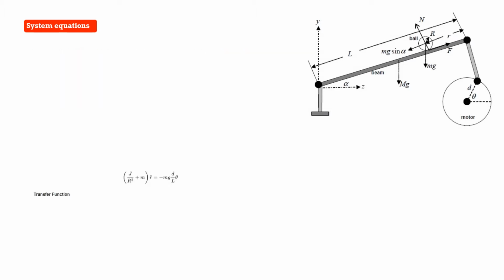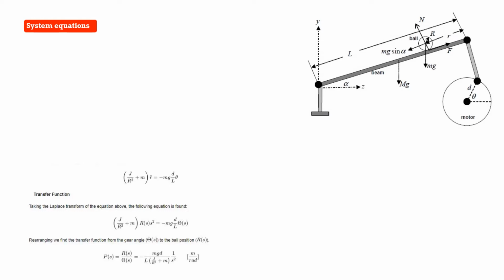Now the transfer function. Taking the Laplace transform of the equation above, the following equation is found. That is, by taking the Laplace transform of the fourth equation, we get a new equation. Rearranging, we find the transfer function from the gear angle theta of s to the ball position r of s, which is given at last. It should be noted that the above transfer function is a double integrator. As such, it is marginally stable and will provide a challenging control problem.